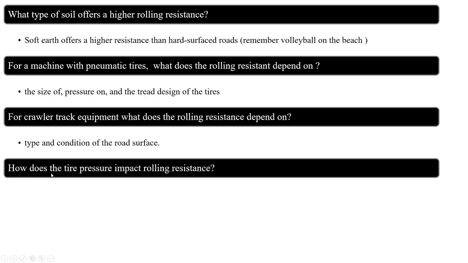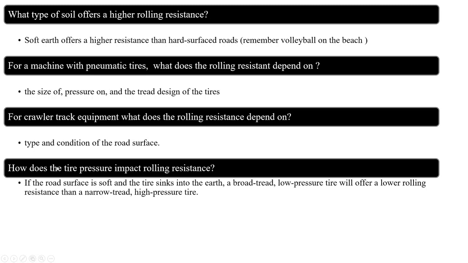How does the tire pressure impact rolling resistance? Do you think higher pressure is better or lower pressure is better? The answer is, if the road surface is soft and the tire sinks into the earth, a broad tread, low pressure tire will offer a lower rolling resistance than a narrow tread, high pressure tire.